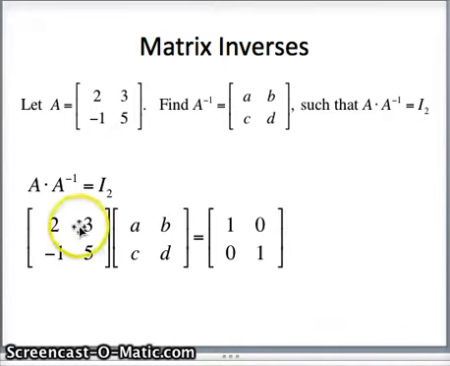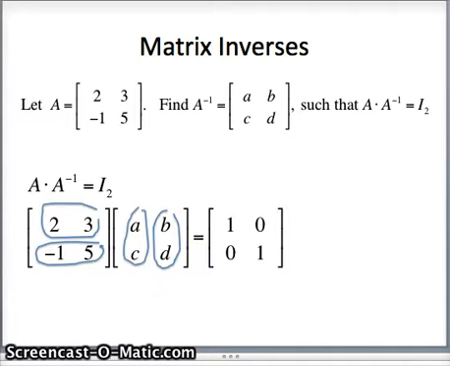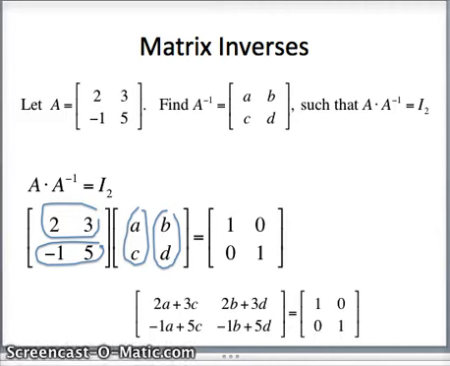So the usual strategy: circle the rows in the first matrix, circle the columns in the second matrix, and see how that is going to behave. First row, first column: 2 times 1, 3 times 0, add them. First row, second column: 2 times B, 3 times D, add them to give you 0. Second row, first column: -1A plus 5C would be 0. Second row, second column: -1B plus 5D would be 1. So that's what we have, and we need to solve that system of equations. We're going to solve for A, B, C, and D.